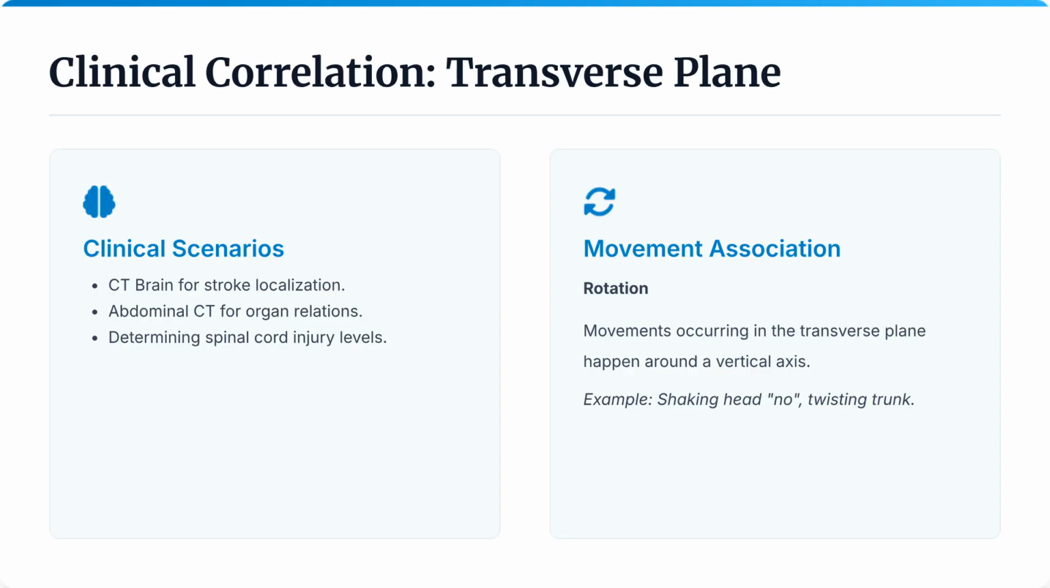The movement associated with the transverse plane is rotation, such as shaking your head no or twisting your trunk. This movement occurs around a vertical axis. Clinically, it's used for CT brain to localize strokes and determine spinal cord injury levels.